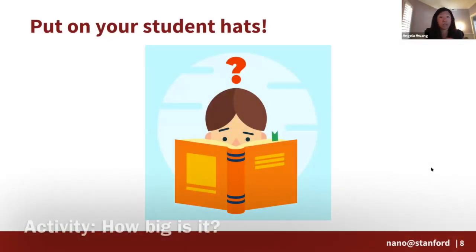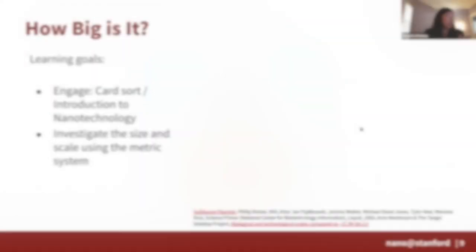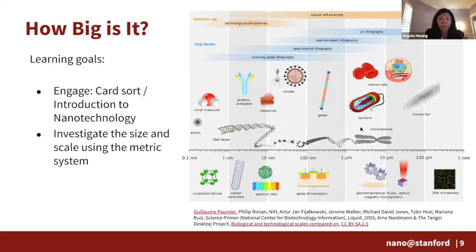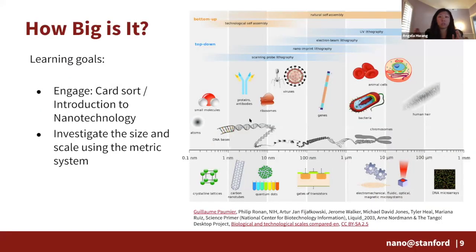Okay, so we're going to shift gears a little bit and we're actually going to do an activity. You were given those kits and you're going to do a particular activity. So you're going to be the student now. We're going to do a thing called how big is it? So we are going to figure out how big is it. You're going to want to go get your little cards. Hopefully they're nearby, that little set of cards that were in your little plastic container. They're over here.